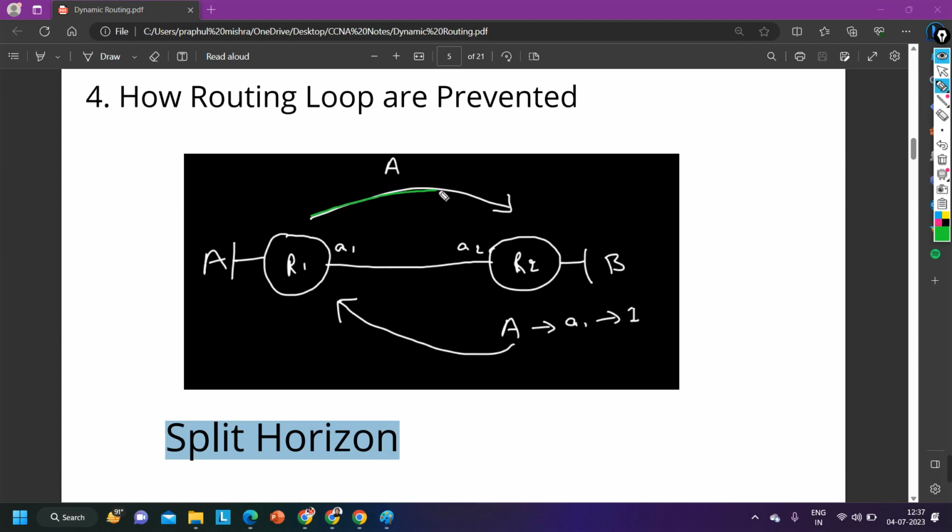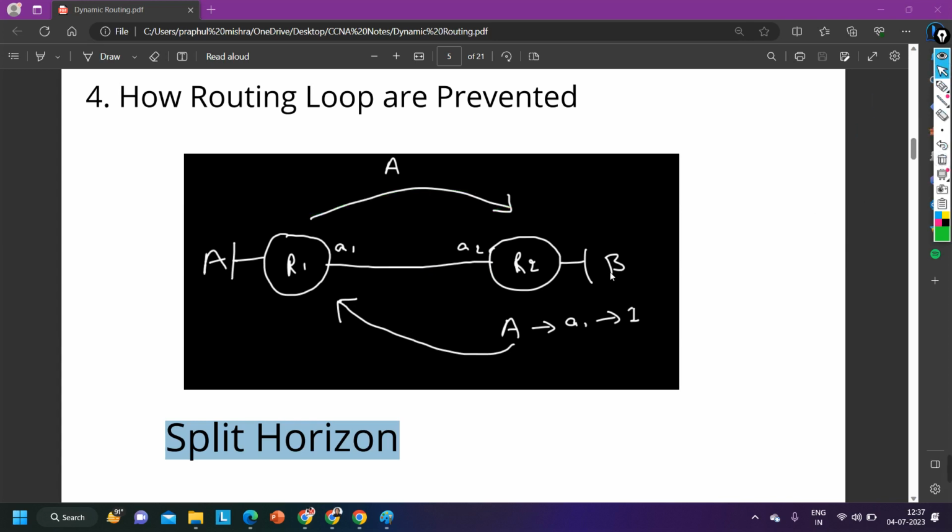So the split horizon rule is, whenever you are receiving network information on an interface, you will not send that same network information out from that interface. Means if you are learning a network on this interface, you will never send that network from this interface. Getting my point? This is the rule of split horizon. Yes.